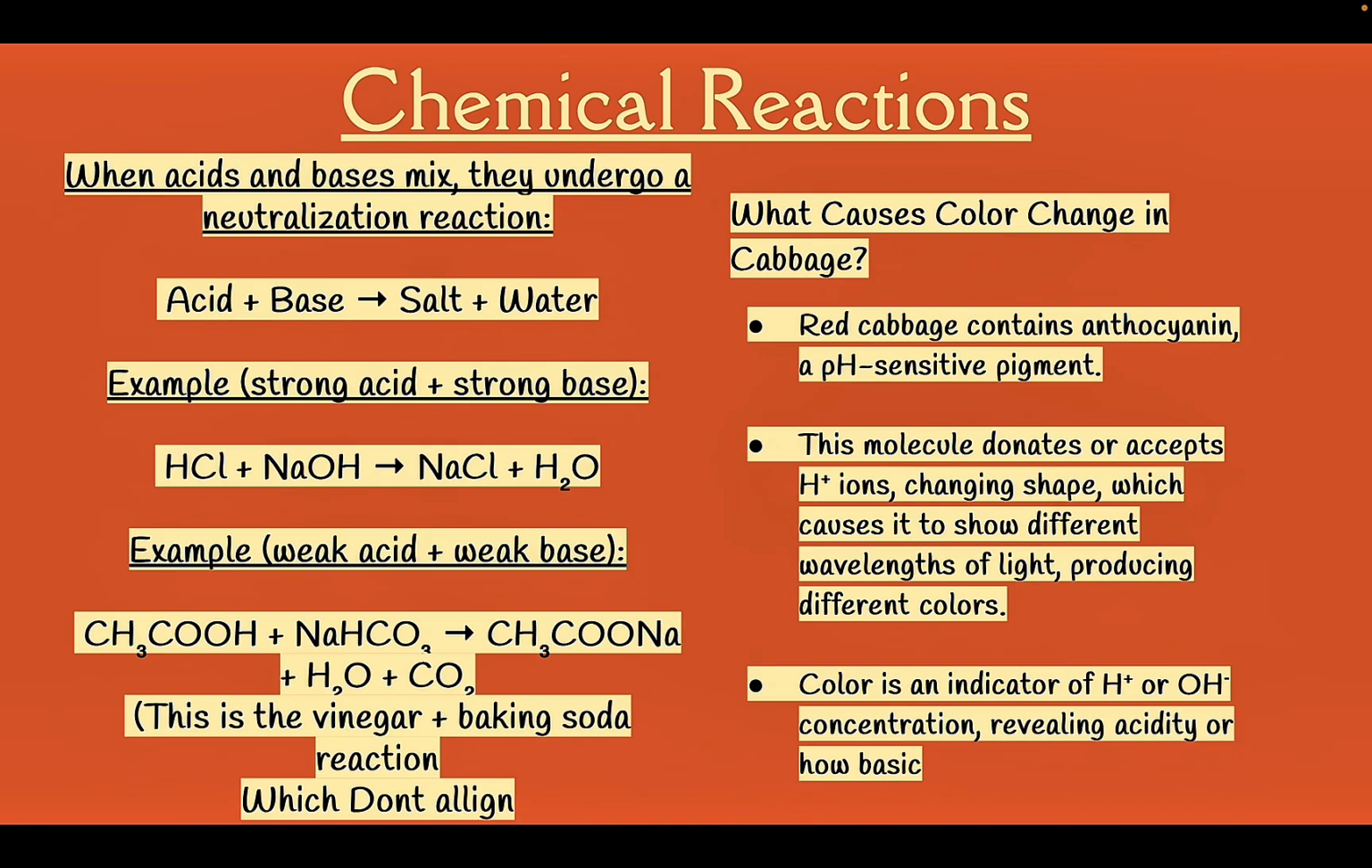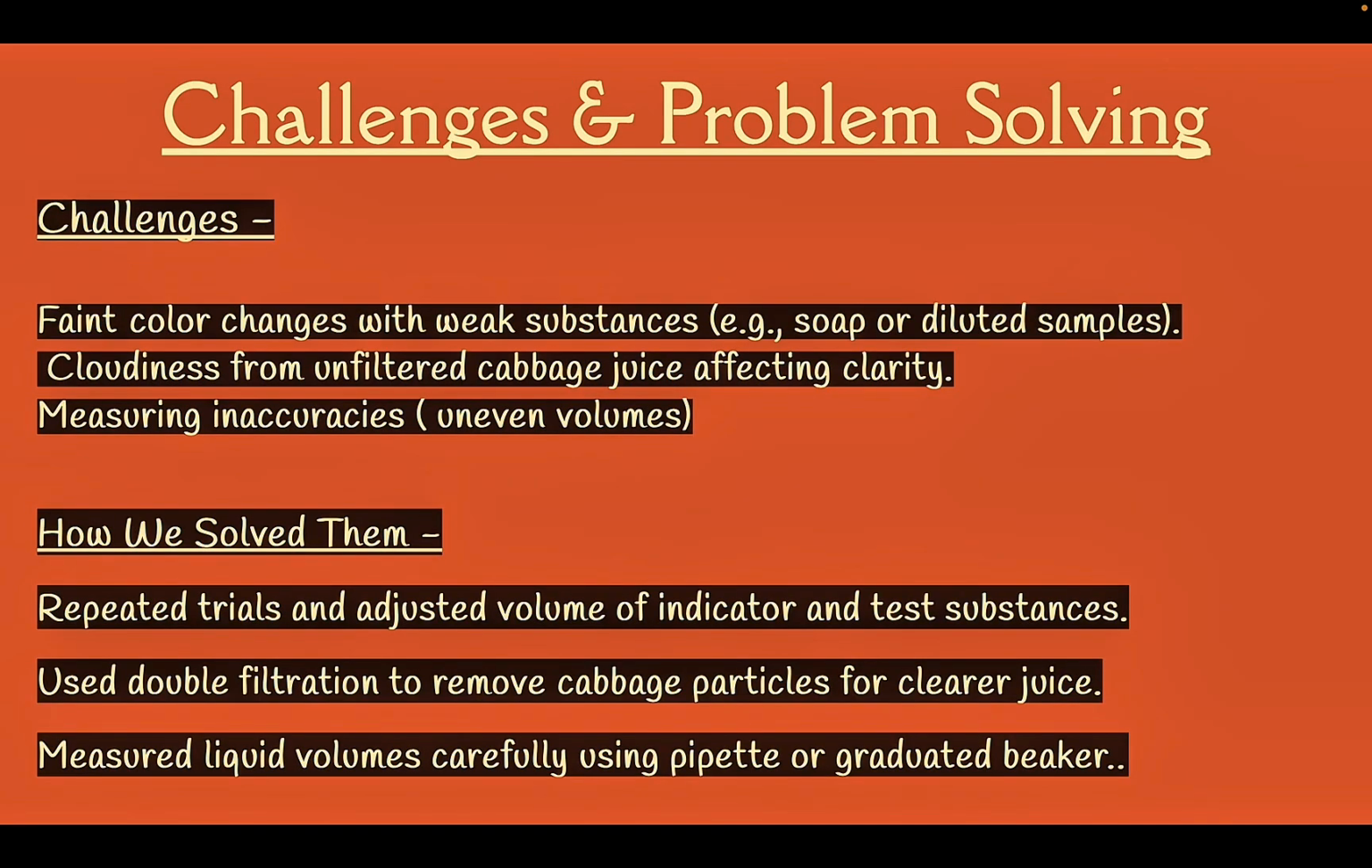substance is. So let's talk about the challenges and problem solving. First, faint color changes with weak substances, for example soap or diluted samples. Cloudiness from unfiltered cabbage juice affecting clarity, and also measuring inaccuracies, such as uneven volumes. You have to make sure you have equal volumes of whatever you're testing, so you can have a fair experiment.